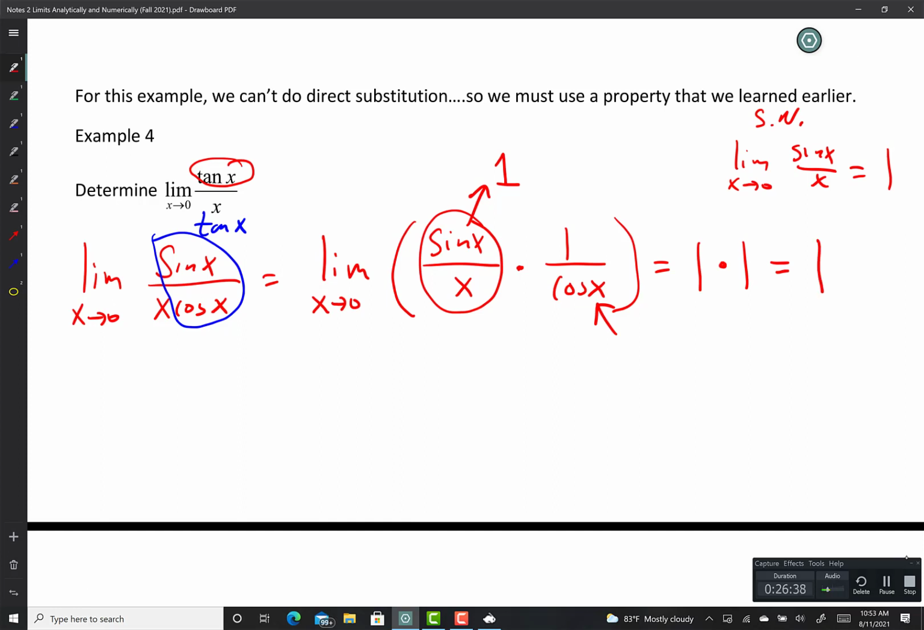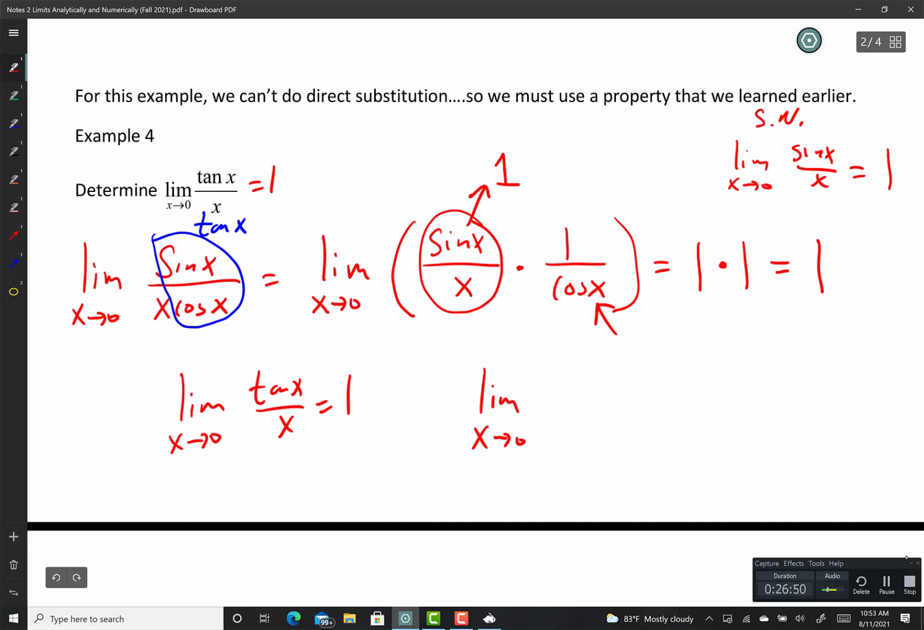So this limit is just 1, and I guess you can add it to your collection. So, collection: limit as x approaches 0 of tan x over x is just 1. That is also true: limit as x approaches 0 of x over tan x is also 1. If you want to replace the x with a happy face, you can.